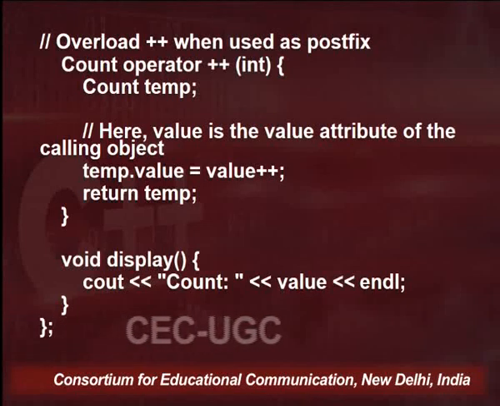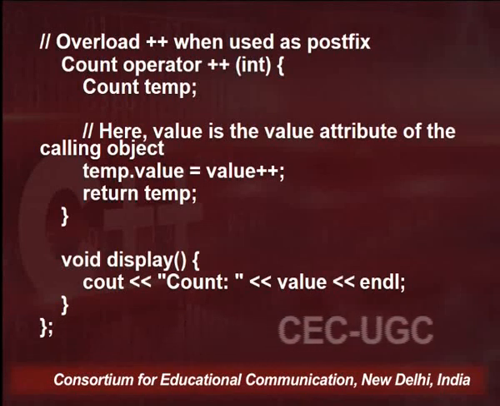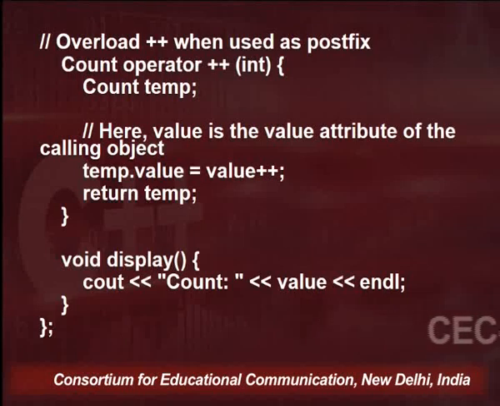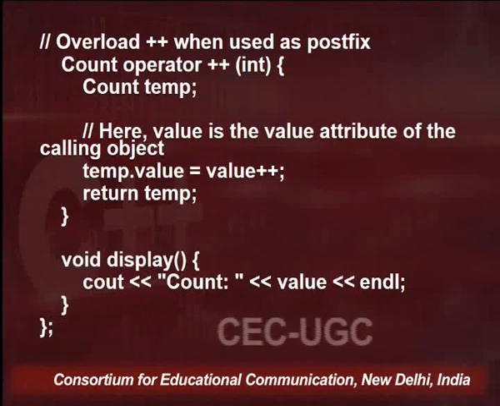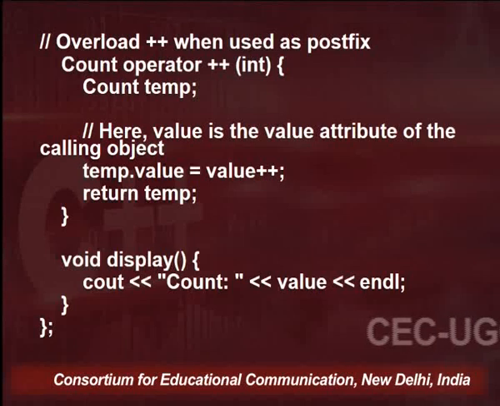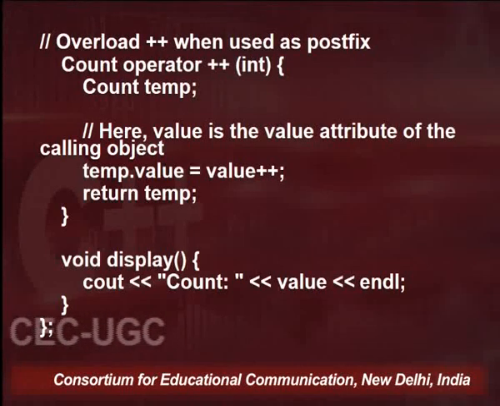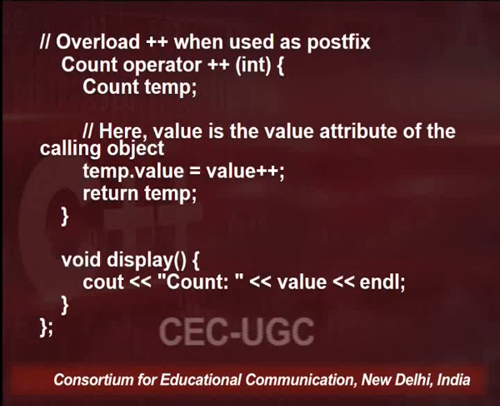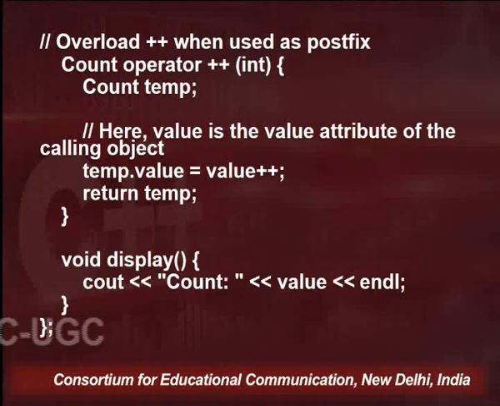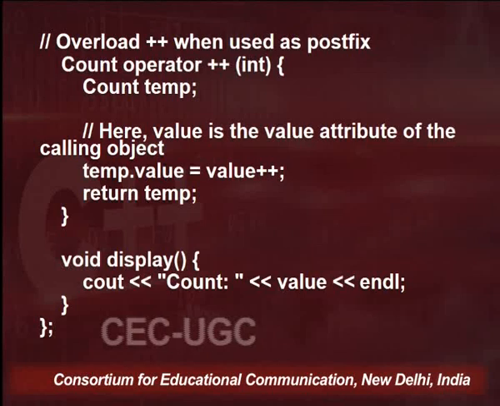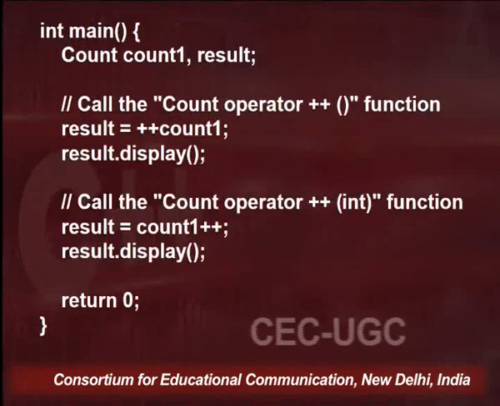So a temporary object, and within the temporary object we have one variable value in which the incremented value of the attribute of the calling object has been assigned, and then we will say return temp because we need to return an object, and then the usual display function by saying cout count is equal to value.